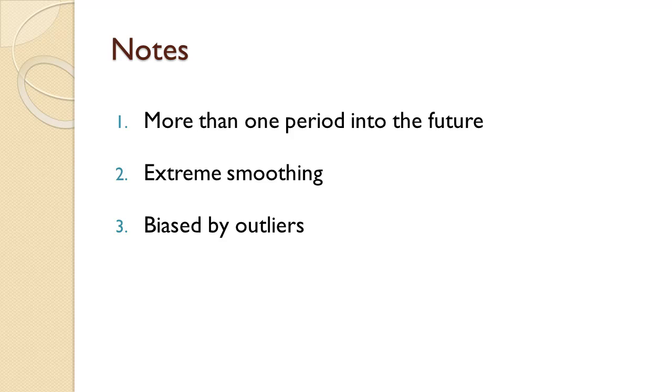We talked about moving averages being a smoothing technique, and they are. However, regression gives you much more smoothing since the forecast line is always a straight line. Finally, as you might recall from statistics, regression is easily biased by outliers. That means you must use it with care if there are unusually high or low data points.